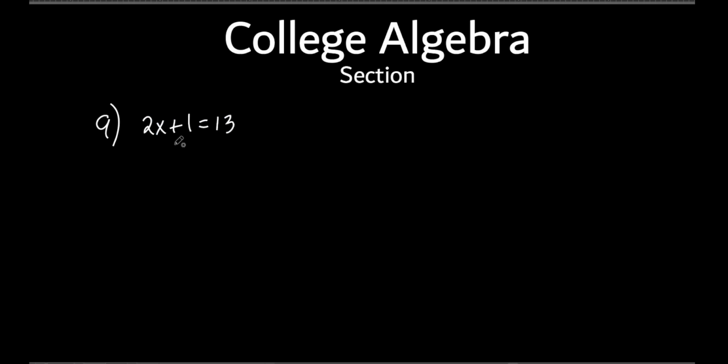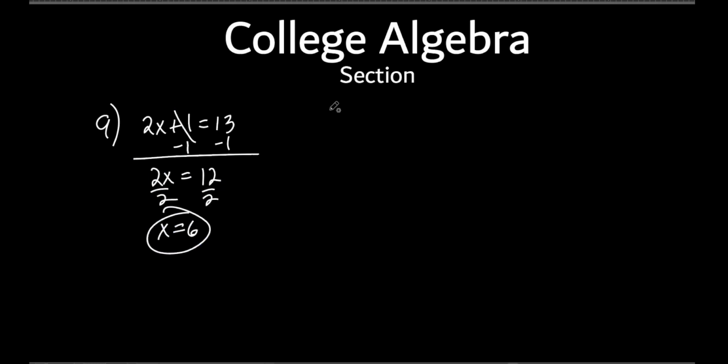All right, this is number 9. So first thing we do is subtract a 1 from both sides. That 1 cancels out. Bring down the 2x. 13 minus 1 is 12. Divide by 2. X is 6. Pretty simple. That's the easiest one of all of those for sure.